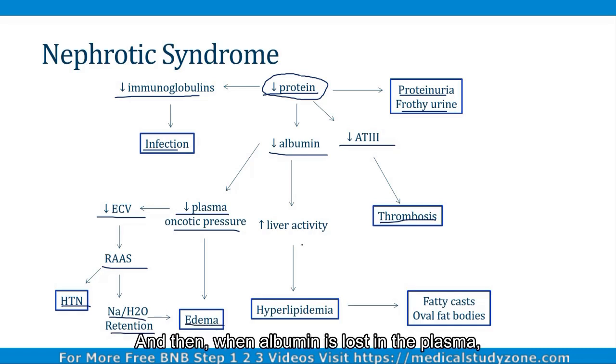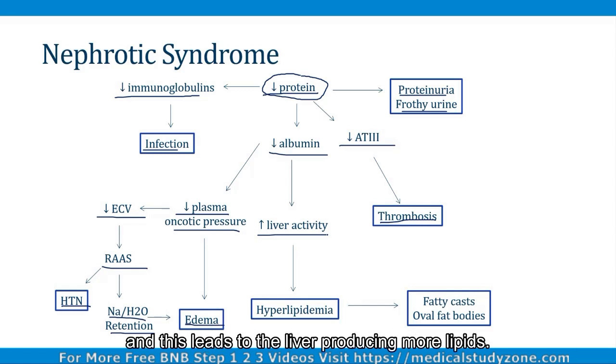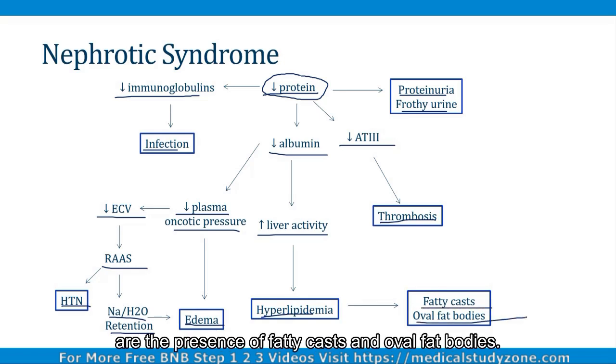And then when albumin is lost in the plasma, the liver ramps up its metabolic activity to try and replace the lost albumin, and this leads to the liver producing more lipids, and therefore hyperlipidemia is a classic finding in nephrotic syndrome. And if the hyperlipidemia is severe, it can lead to findings in the urine that you can see on urinalysis, and the two classic findings in nephrotic syndrome are the presence of fatty casts and oval fat bodies.